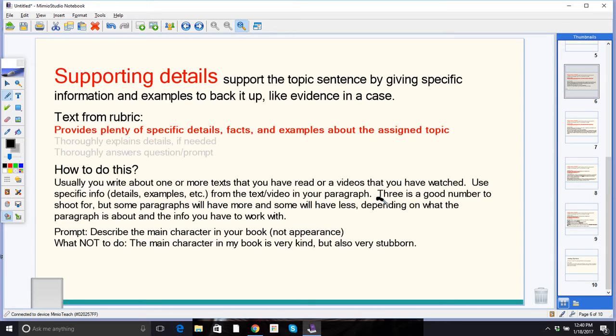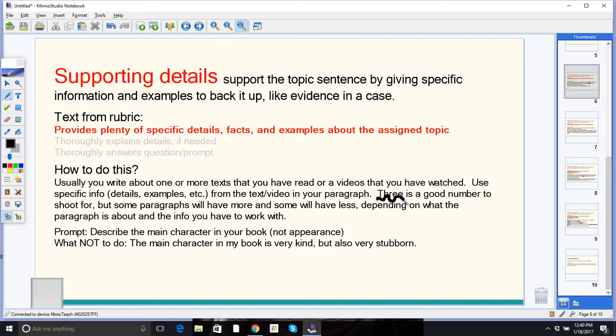3 is a good number to shoot for, but some paragraphs will have more or less depending on what the paragraph is about and the info you have to work with. So some paragraphs have a very clear number of details that are needed to address the prompt, and some do not. So in situations where it's clear, then you just provide the number of details that the purpose or information is indicating that you need to provide. But in situations where it's not clear how many details you need to provide, 3 is a good number.